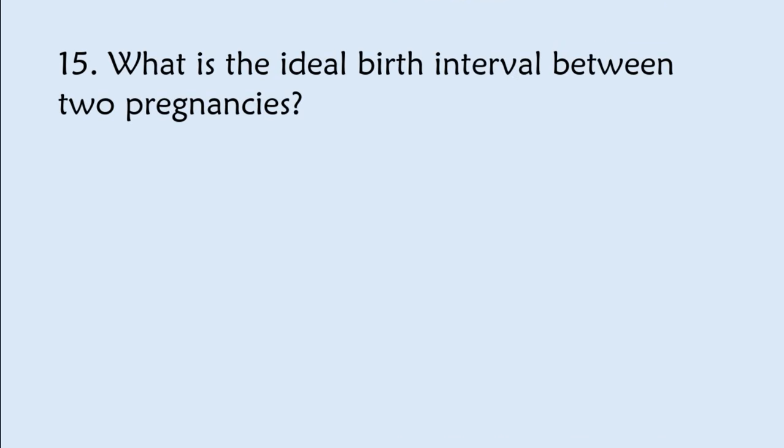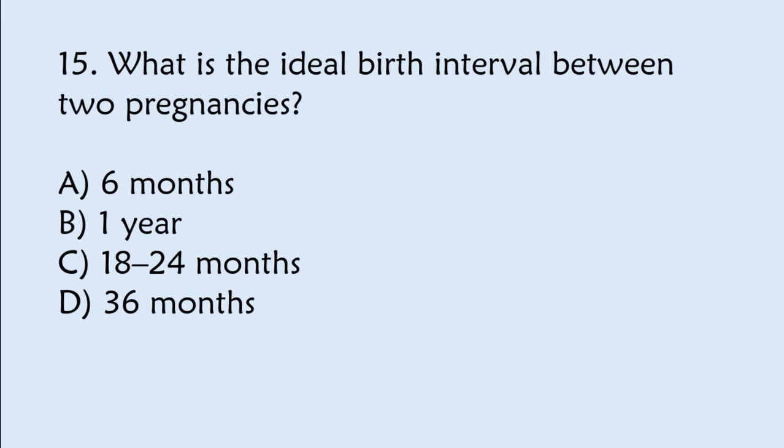What is the ideal birth interval between two pregnancies? 6 months, 1 year, 18 to 24 months, 36 months. Correct answer is option C, 18 to 24 months.